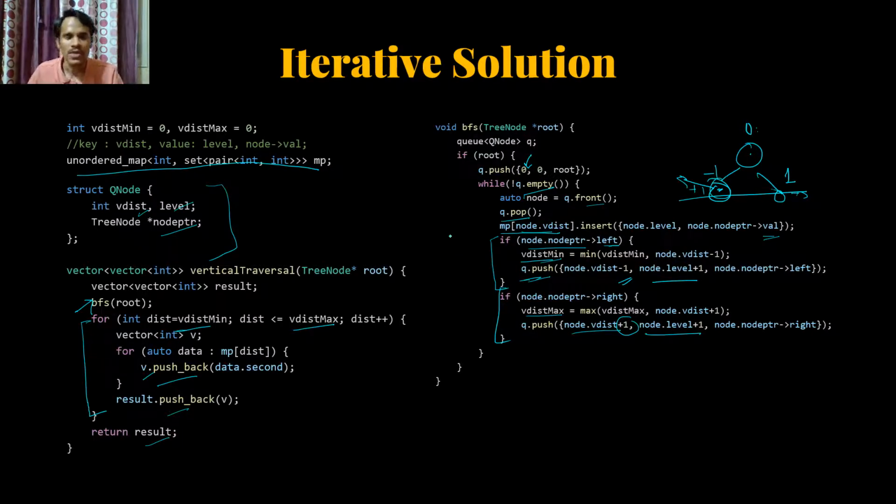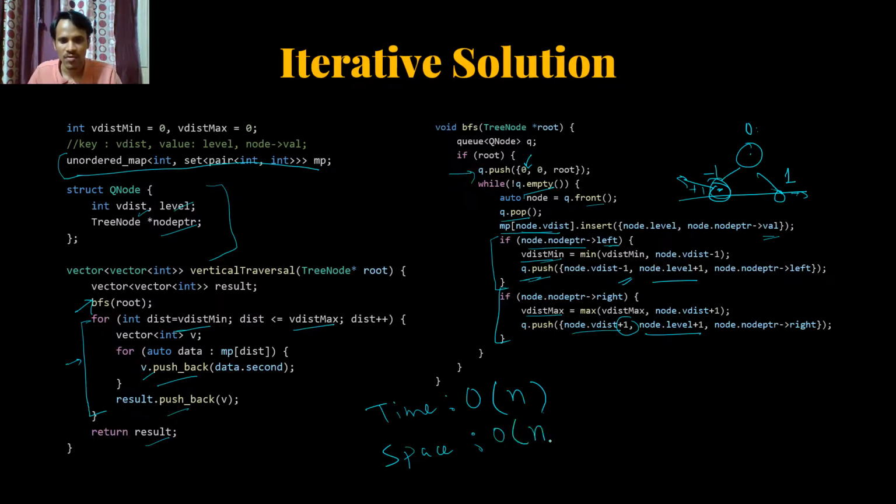So what is the time complexity here? Time complexity is basically the time taken for BFS, which is order of n, right, and the time taken for this is also order of n, so overall time complexity is worst case order of n. What is the space complexity? Space complexity is basically the unordered map that we are maintaining and the queue that we are maintaining, right? This is also basically order of n.